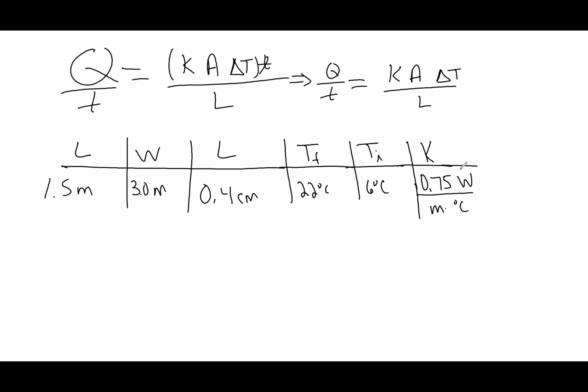So when you solve the problem, you're going to plug in these values and let me see what you get. You are given the value for the thermal conductivity, you know the area because you know the length and the width. You can find delta T here, and you know the thickness, which is the length. Okay, so let me see you solve that problem and let me see what you get.